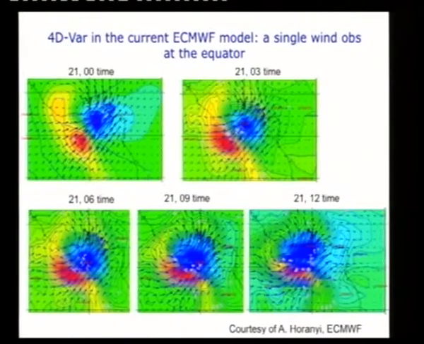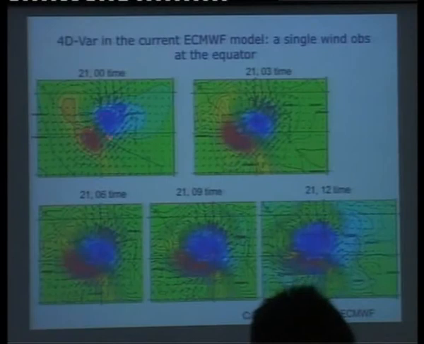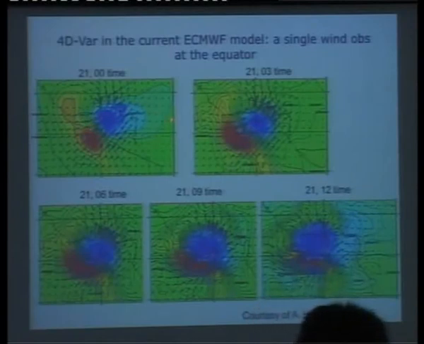And the other thing is that even when this coupling, which you get from 4D-Var from the strong model constraint, results in an unbalanced analysis, this is just the gravity wave signature which you'll find.